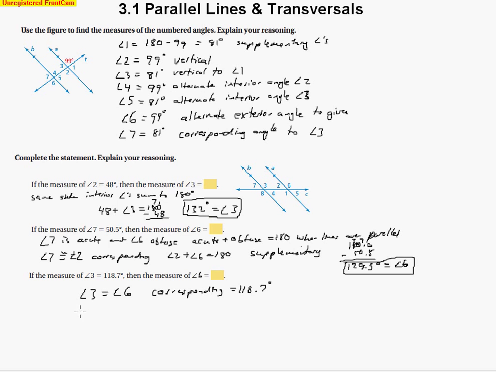But another way I could do it is I could do angle 3 is congruent to angle 1. And I know that because those are alternate interior angles. And I could then say, well, angle 1 is congruent to angle 6. And why? Well, they're vertical angles. So there's more ways than one to show how angles are congruent. We're just using those different terms to do so.